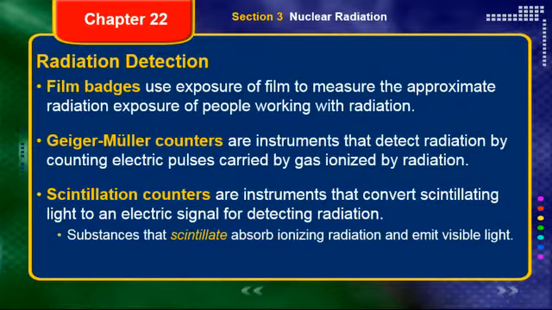So that is to say, substances that scintillate absorb ionizing radiation and emit visible light. Again, the radiation is ionizing gases. That ionized gas is being scintillated and emitting visible light.